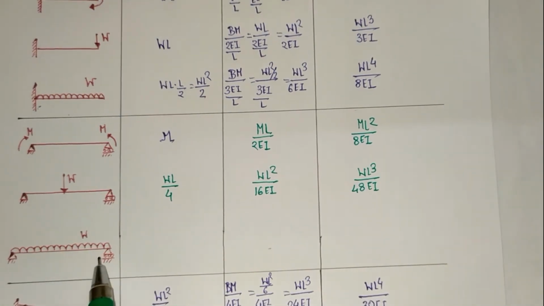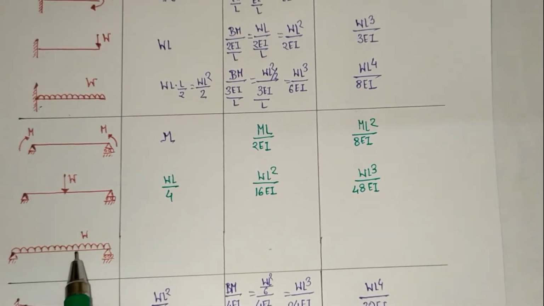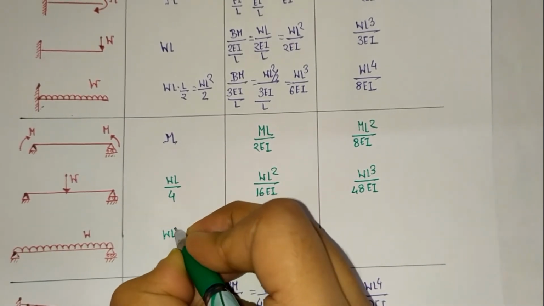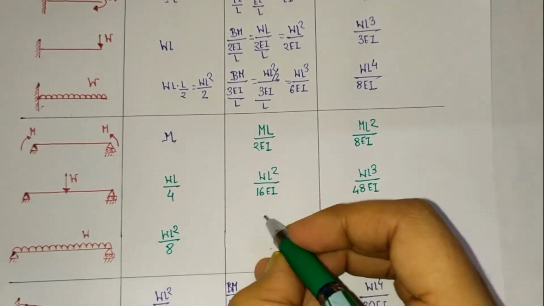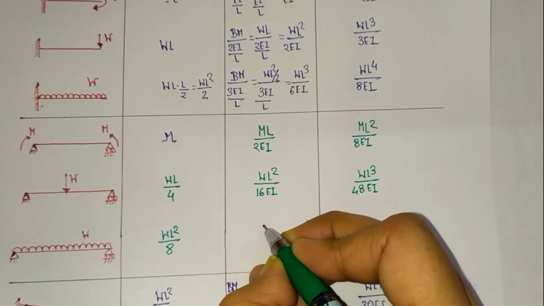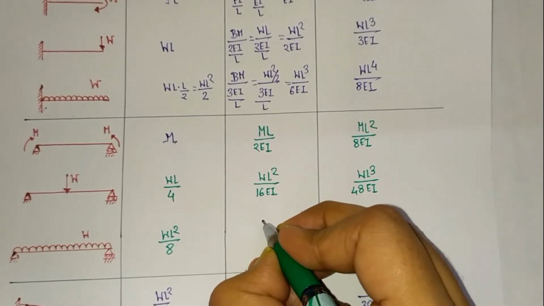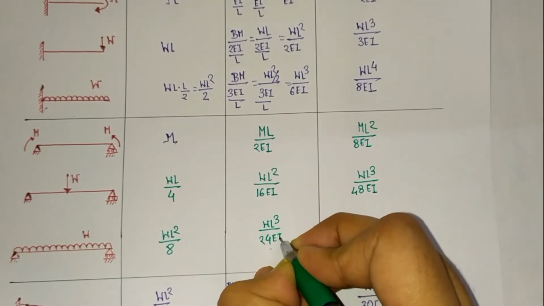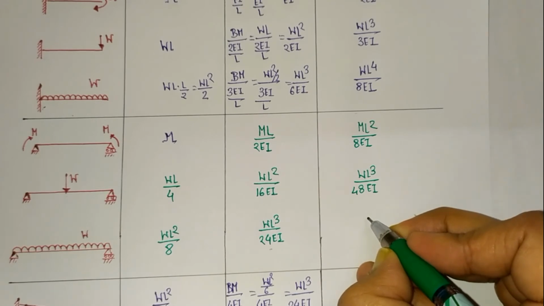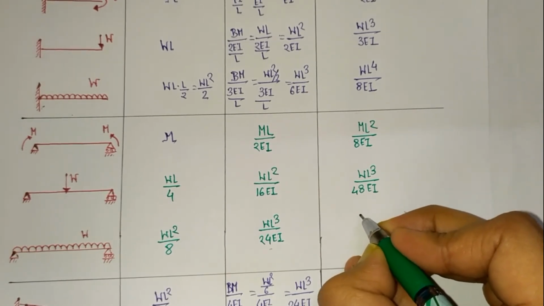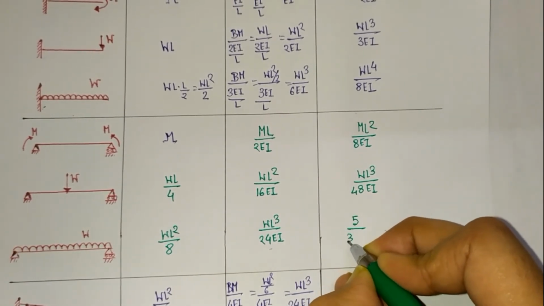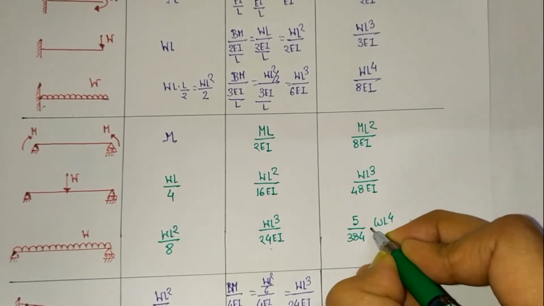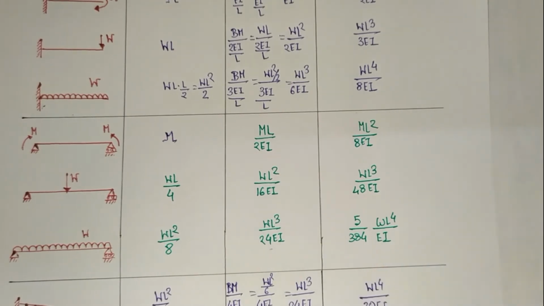Now in the simply supported beam, a uniformly distributed load is acting. The formula for bending moment is W L square by 8, we all know. The formula for slope is W L cube by 24 EI. And for deflection, the formula is 5 by 384 W L to the power 4 divided by EI.